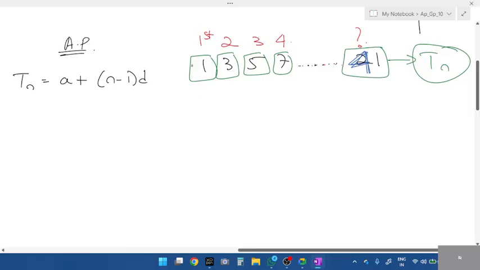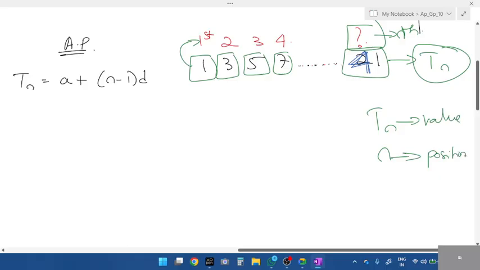Okay, their position, first position, second position, third, fourth, which position is the nth value? The position is n. So T of n is the total value. N stands for the position value. What position are they in? Whether they're in first position, second, third, fourth, it goes on. Now we need to find 41 value. 41 value is in which position? That's the question asked. So you have to find the value of n here, right?